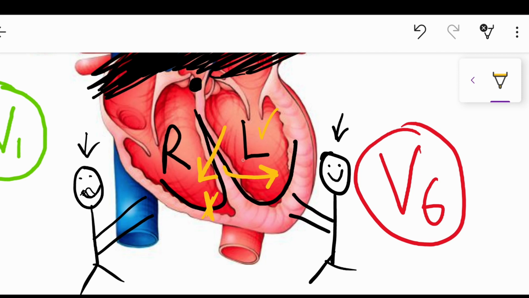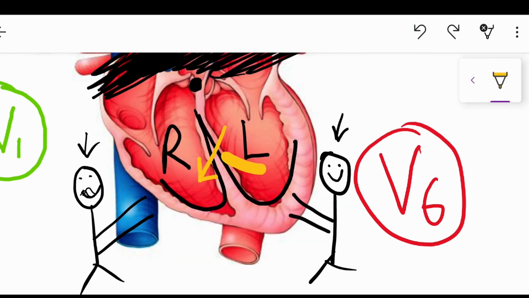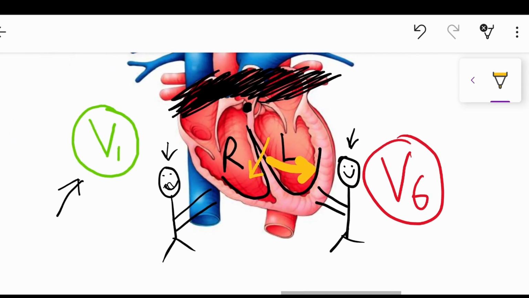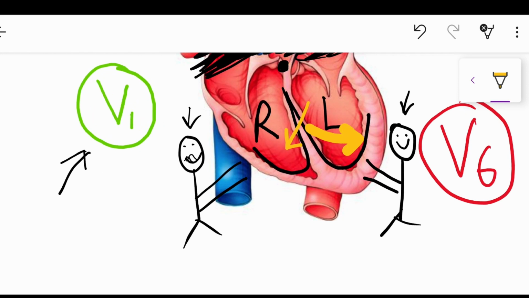So we are going to get a contraction in the left ventricle. The wave will travel towards the left ventricle first. I'm going to make it a bit bold. So what happens when a wave moves away from its perspective lead? Negative deflection, of course, you guys already know this. If it moves towards, it's a positive deflection.